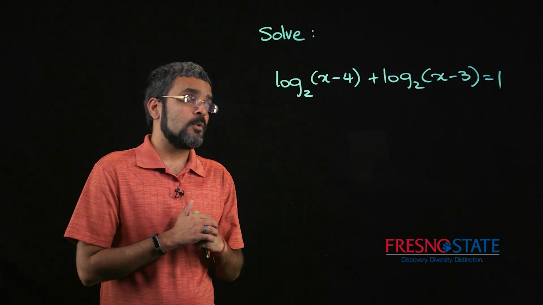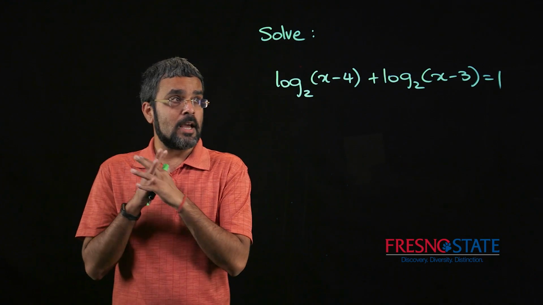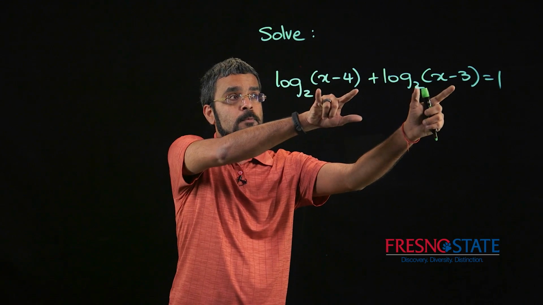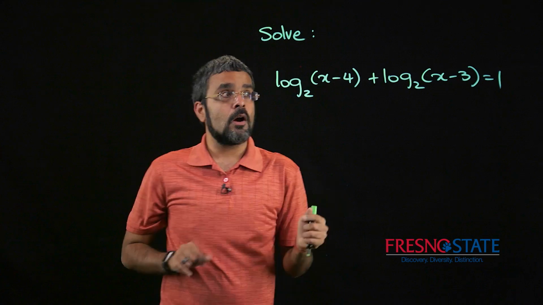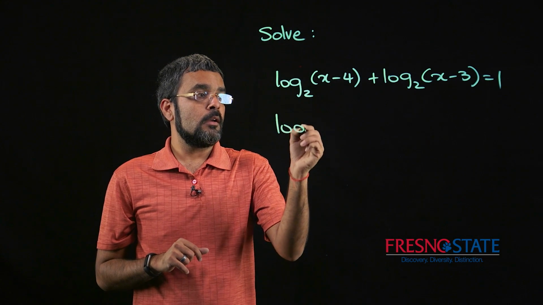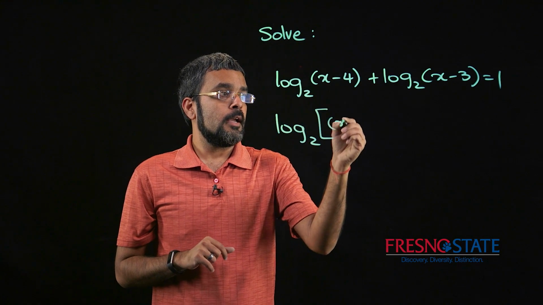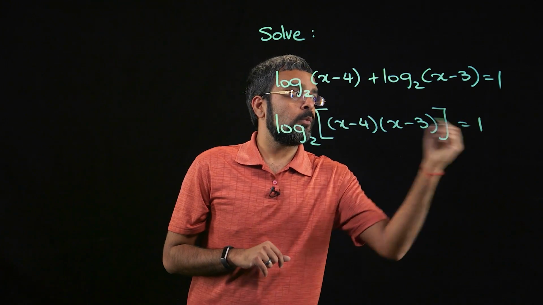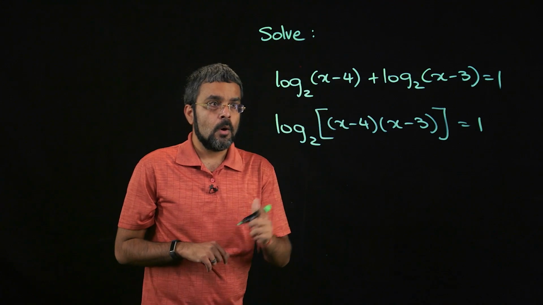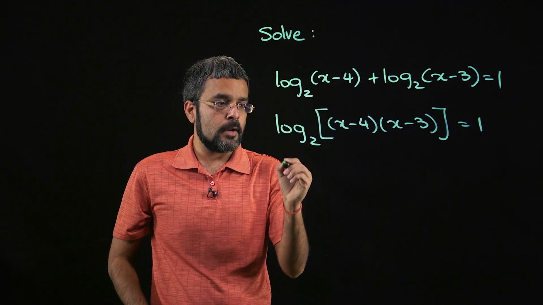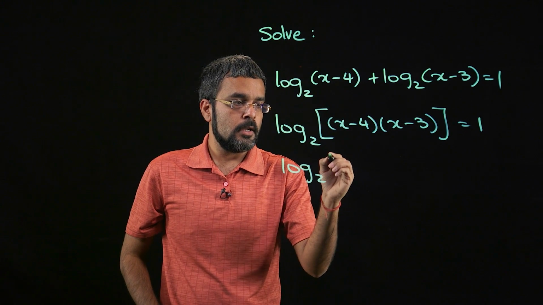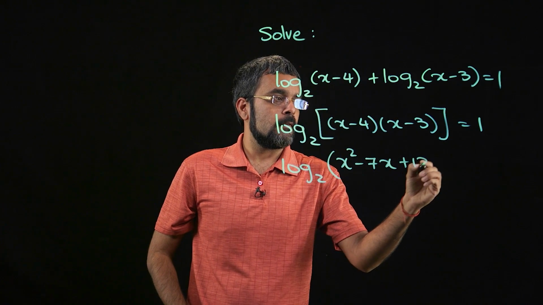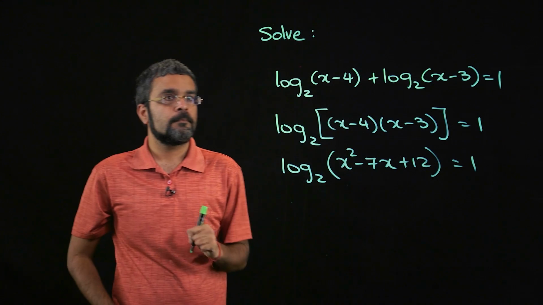Well, first thing I need to do here is I need to combine my logs. And we did an entire exercise in combining logs. So how do I combine these? Well, if I combine these, my expressions inside will get multiplied into a single log. So I'm going to get log base 2 of (x minus 4) times (x minus 3) equal to 1. Or if I go ahead and multiply it out, I get log base 2 of x squared minus 7x plus 12 equals 1.